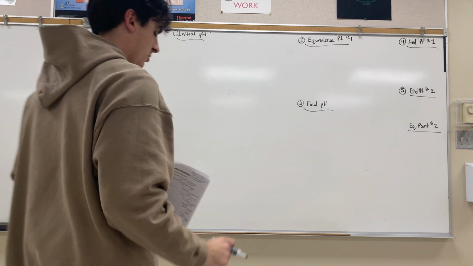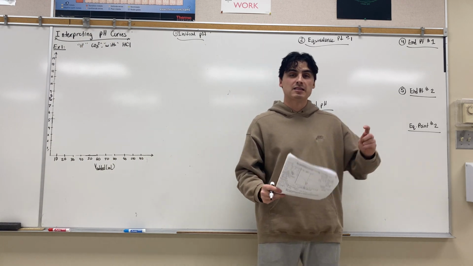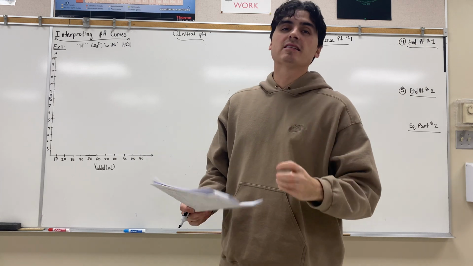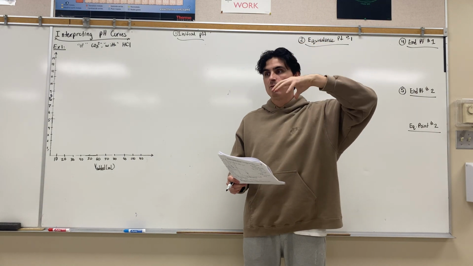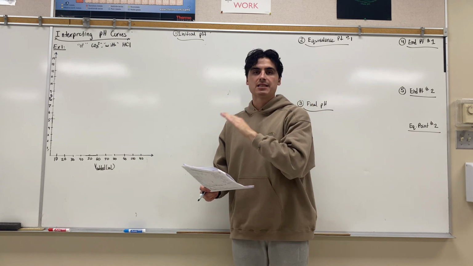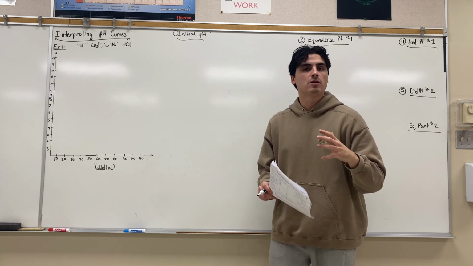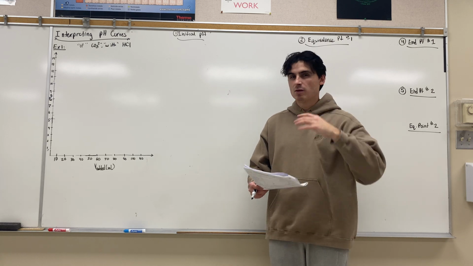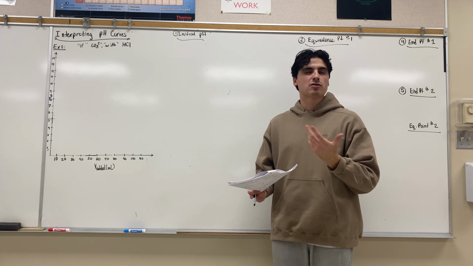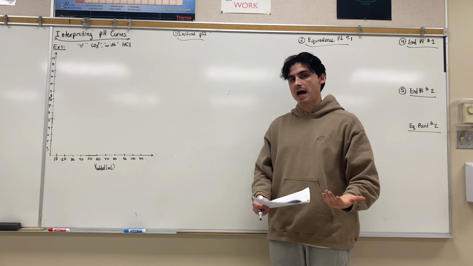Okay, so now we're going to be starting polyprotic acids and bases. A polyprotic acid and a polyprotic base is a chemical that will have multiple ionizations, okay? And the reason that we can tell if it will have multiple ionizations or equivalence points is based off of its charge or how many H's it has.